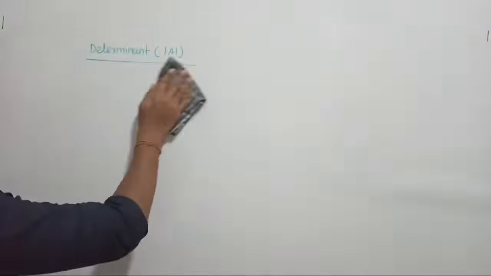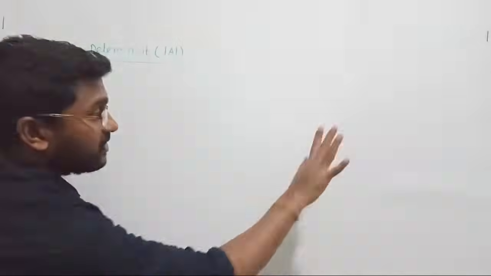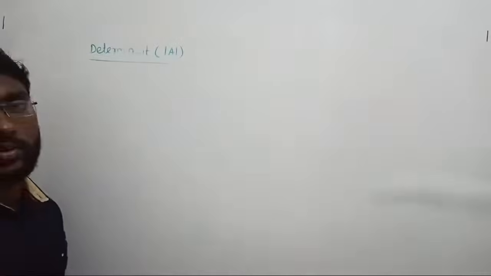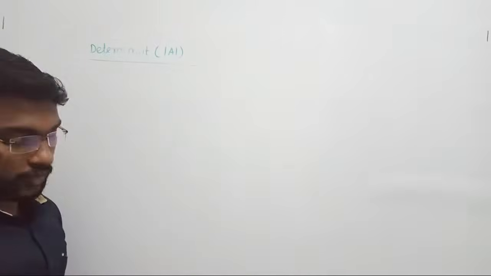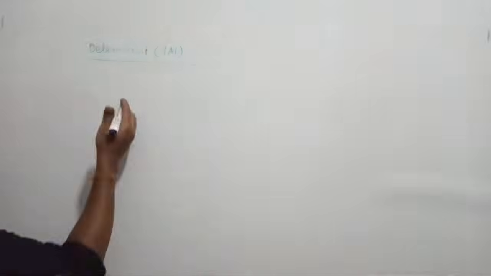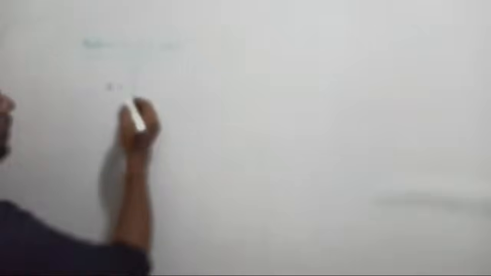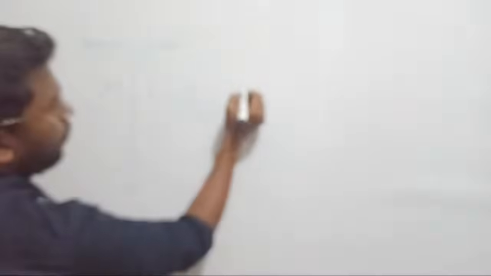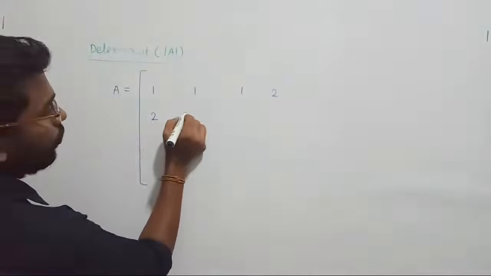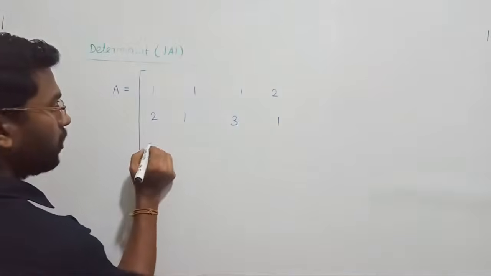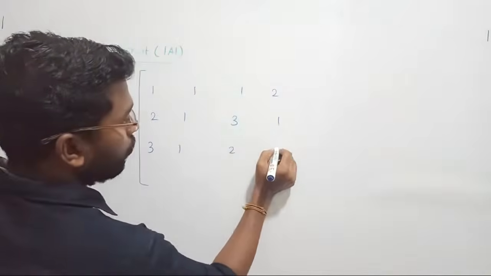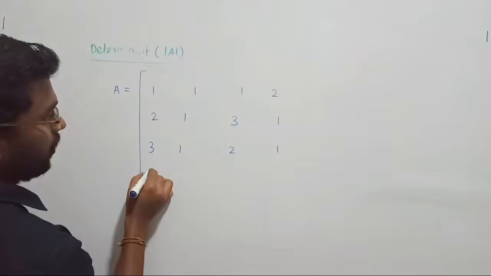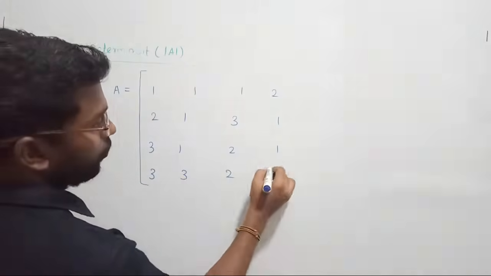Right now, what is the next step? Suppose if I am facing 4 cross 4 matrix, same procedure, right? But that method is not applicable. We can go with the method number 2 when we are facing 4 cross 4 matrix, right? Let us take one example for 4 cross 4 matrix and then I will demonstrate. For example, I have 1 1 1 2 2 1 3 1 3 1 2 1, right? And 3 3 2 2.